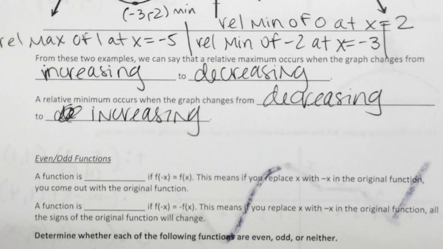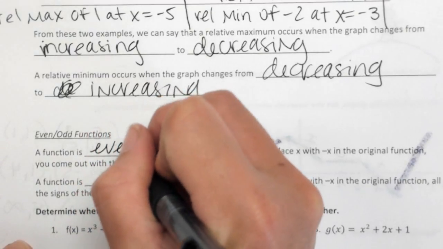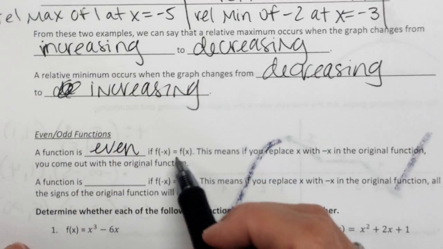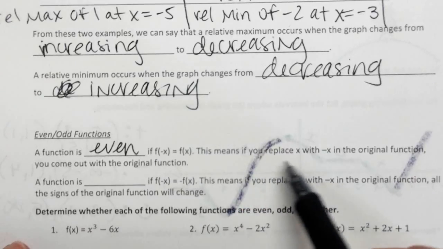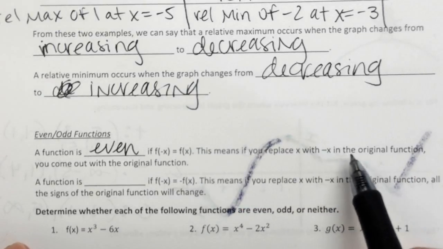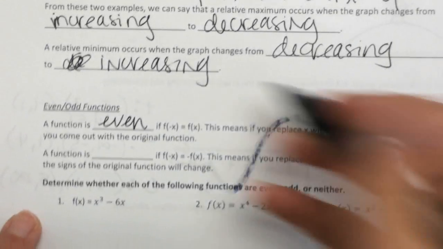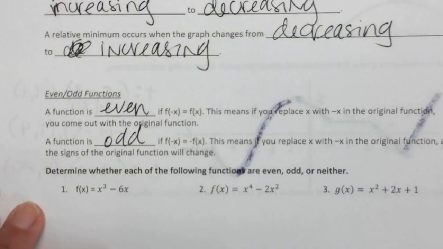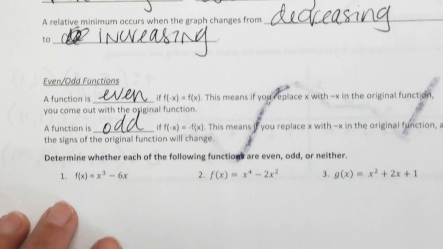Now let's talk about two different kinds of functions. There's even and odd functions. A function is even if f of negative x equals f of x, and we'll get into what that means. It means when you replace x with negative x in the original, you'll come out with the same function after you plug negative x in. And it's odd if you plug in negative x and it comes out with all different signs for your new function. I know that doesn't really make sense in words, so let's put it into practice.